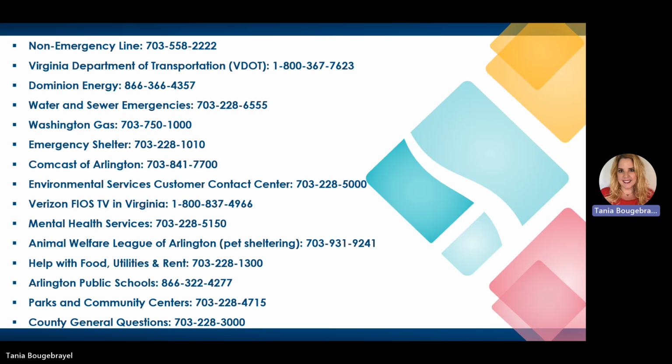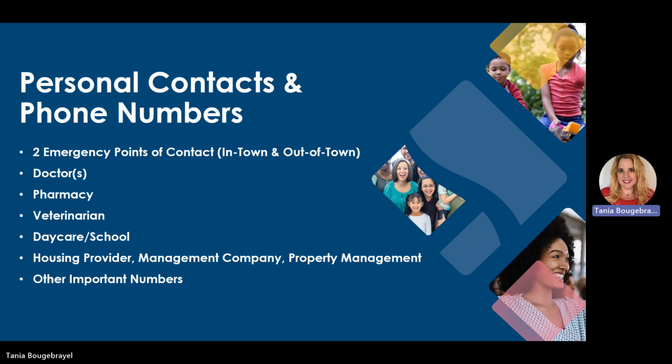So for example, I'll say, in my household, we have 2 phone numbers that we always have written down. The first is the Animal Welfare League of Arlington because we have pets. The second is Arlington Public Schools phone number, in case we need it for kids in our household. So that would be an example of just highlighting 2 quick things on this slide without having to get into detail of all the information that's on here.